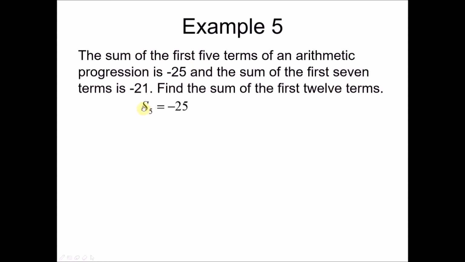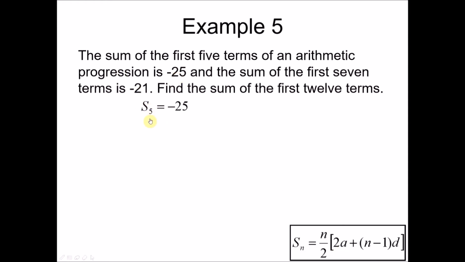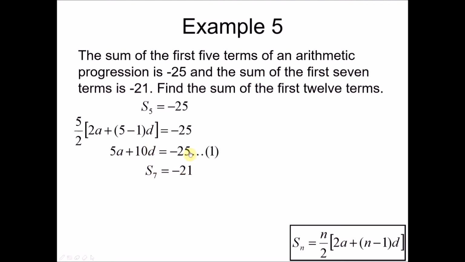I list out the first piece of information: the sum of the first 5 terms is S5 equals negative 25. If I substitute the values using the formula, I get 5 over 2, n is 5, a we don't know yet, n is 5, d we don't know yet. Simplify this, I get this. I label this as equation number 1, because I have to go through the same thing using the second information: the sum of the first 7 terms, S7, equals negative 21. I do the same thing using n equals 7, simplify this, I get this. Label this 2, because I have 2 equations with 2 unknowns.